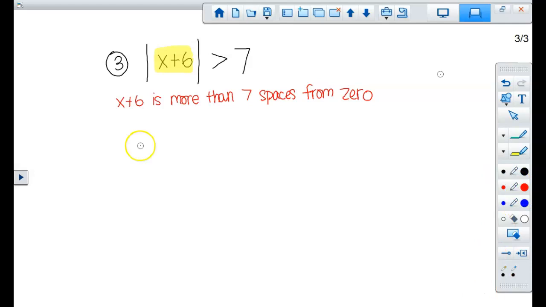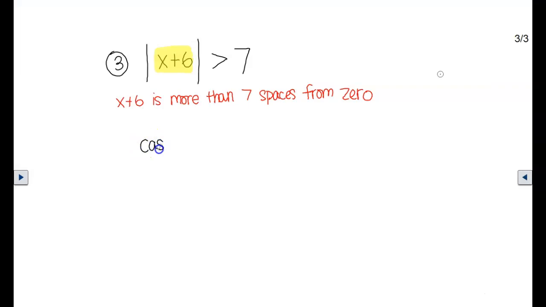Now, here's what I need you to remember. We are going to take this problem and we're going to turn it into 2 cases. So when we get an absolute value inequality, we're going to make this 2 cases. Case 1, remember, was my as is. So this says the absolute value of x plus 6 is greater than 7, but I want to lose those absolute value bars. So I'm going to come down here for case 1 and write this down as is. X plus 6 is greater than 7, but I am going to remove the absolute value bars.